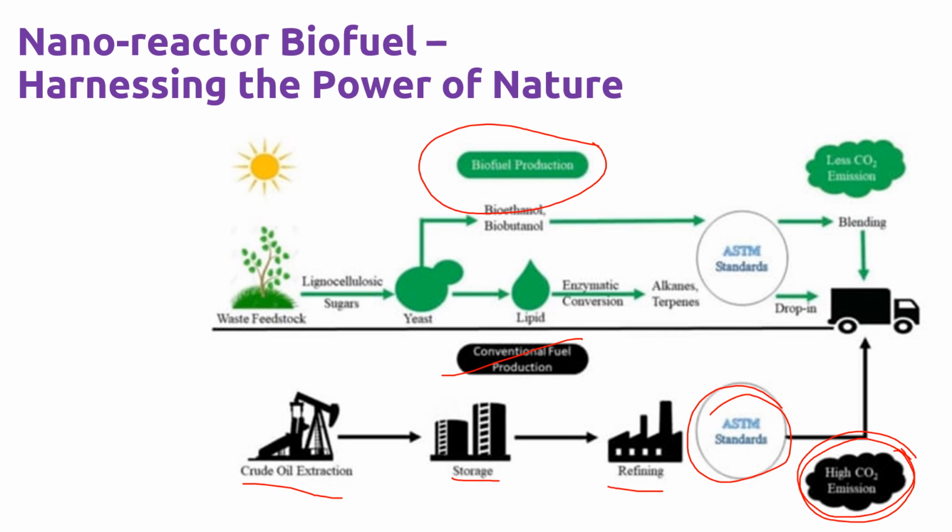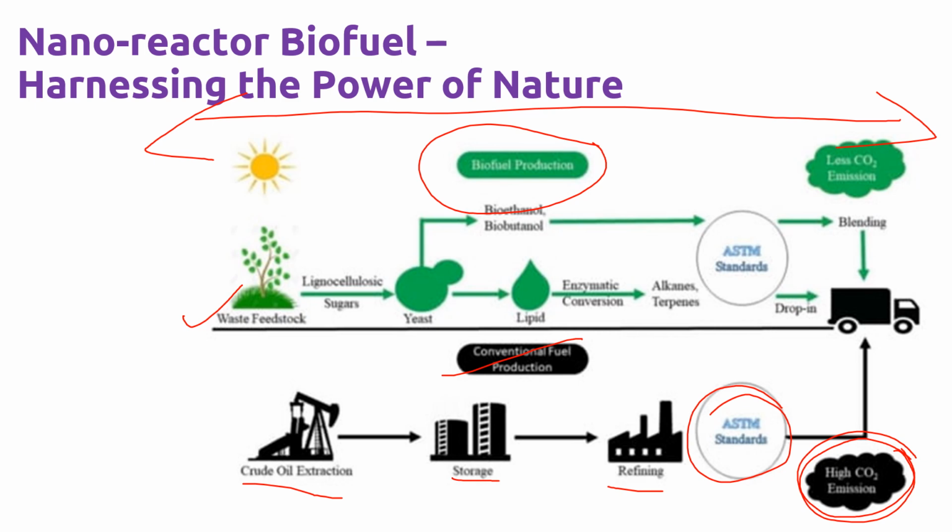In biofuel production, the full stretch from one end to the other starts with waste from the fuel stack, which they convert into lignocellulose or sugar. They need to convert it through the yeast process. From the scientific point of view, the production is based on bioethanol and biobutanol. Bioethanol production follows ASTM standards, which relatively lead to low CO2 emissions.